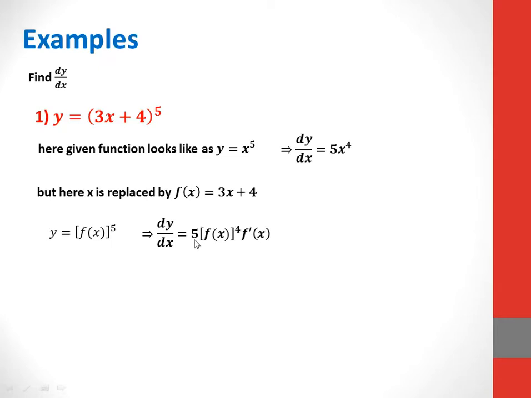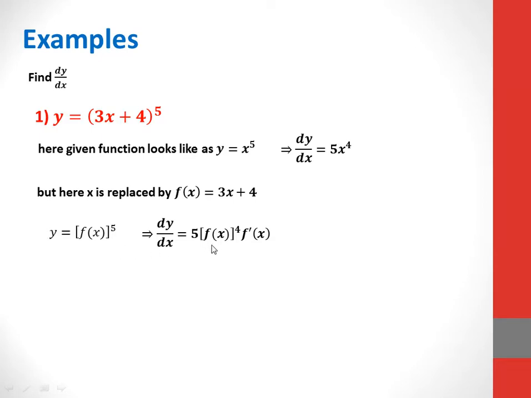If you apply the chain rule, then we have to take the derivative like this: 5 into (f of x) raised to 4 into f dash x. Meaning in place of x there is f of x, so we have to take the derivative as 5 into (f of x) raised to 4 into, we have to take the derivative of f of x as f dash x, because x is replaced by f of x.